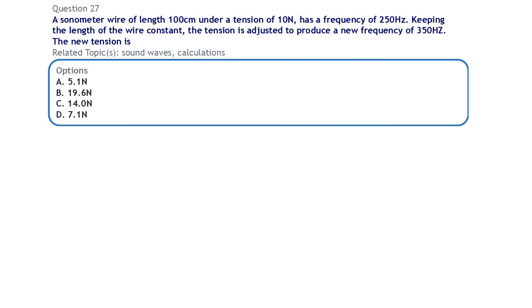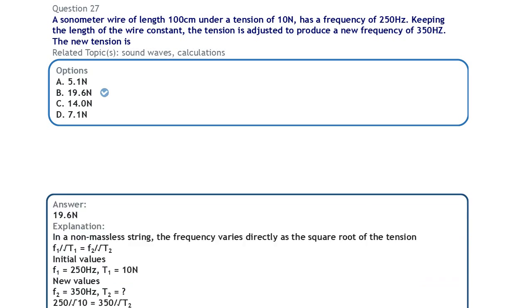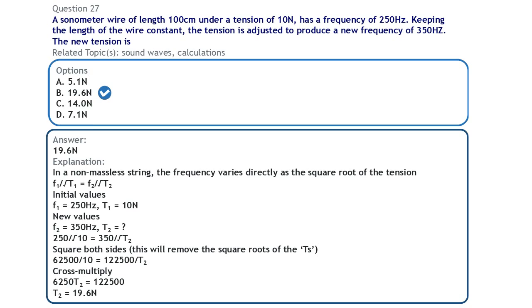Next, a sonometer wire of length 100 cm under a tension of 10 Newton has a frequency of 250 Hz. Keeping the length of the wire constant, the tension is adjusted to produce a new frequency of 350 Hz. The new tension is. Alright, so the frequency varies directly as the square root of the tension. Frequency varies directly as the square root of tension.